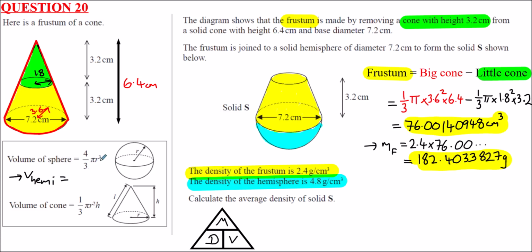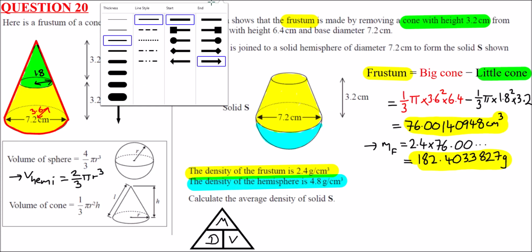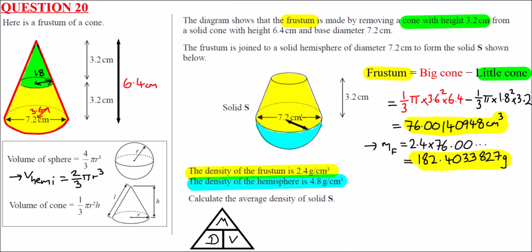So if we half 4/3, that gives us 2/3. So it's going to be 2/3 pi r cubed. So we know that the diameter is 7.2. So like before, if we were to half that, what we'll get is 3.6. So the radius of the hemisphere is 3.6.